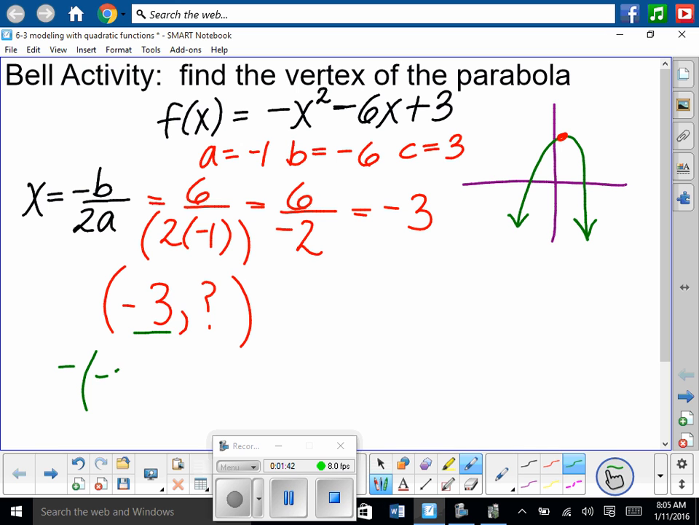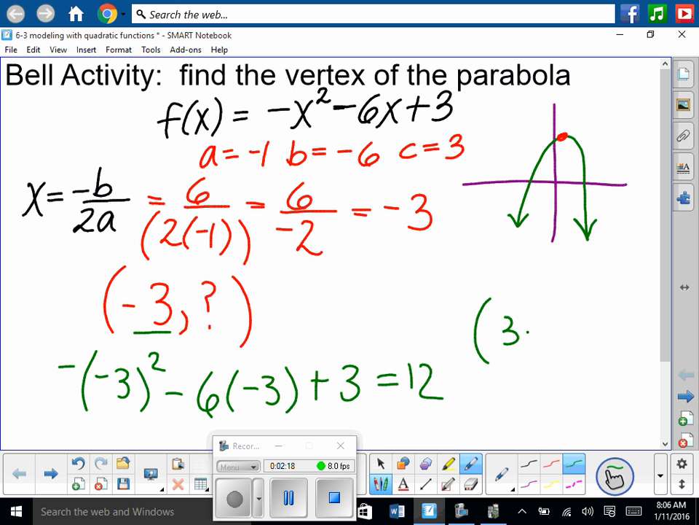So negative of negative 3 squared, right? Is everybody following me? Seems to be the hardest part for most people. Minus 6 times negative 3 plus 3. Then type it into your calculator exactly as such. I'm fine with you typing it in as long as you type it in exactly how I wrote it. So if you type it in, negative, parentheses, negative 3, close your parentheses squared, minus 6 times parentheses, negative 3, plus 3, you get positive 12. So our vertex is at negative 3, comma, 12.